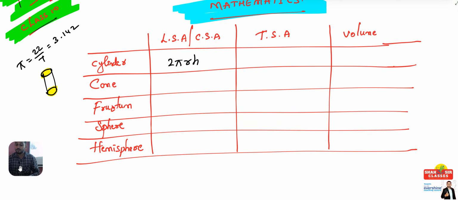Understood? In the exam, you should be very careful. If they just say cylinder, you have to consider both the ends. You have to consider this end along with this end.